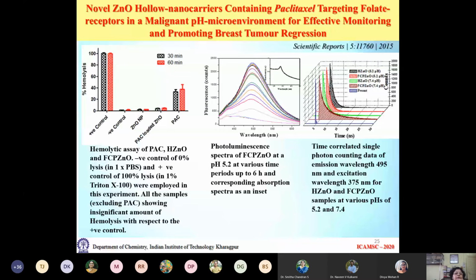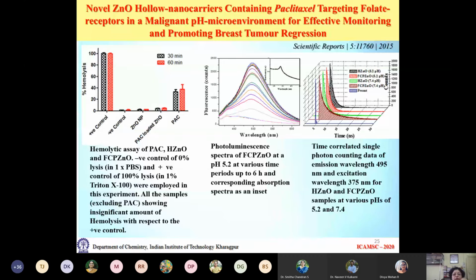What you have, hemolytic assay is the breaking up of the red blood cells. This is minimum when you have the drug loaded zinc oxide. But when you are using the free drug, then the hemolytic assay is comparatively higher. So that means when you are designing a drug delivery system, what you have reduced is the toxicity effect of the paclitaxel or the therapeutic agent you are using.